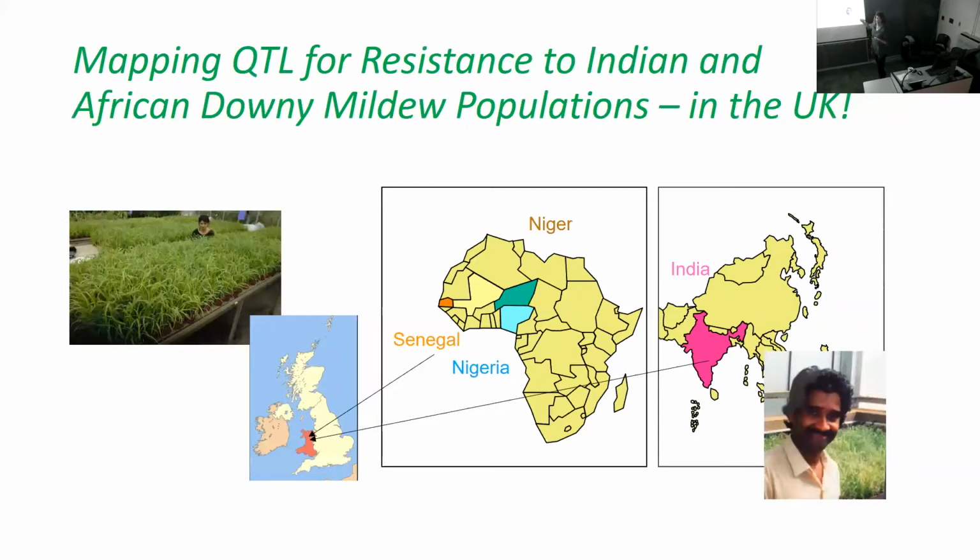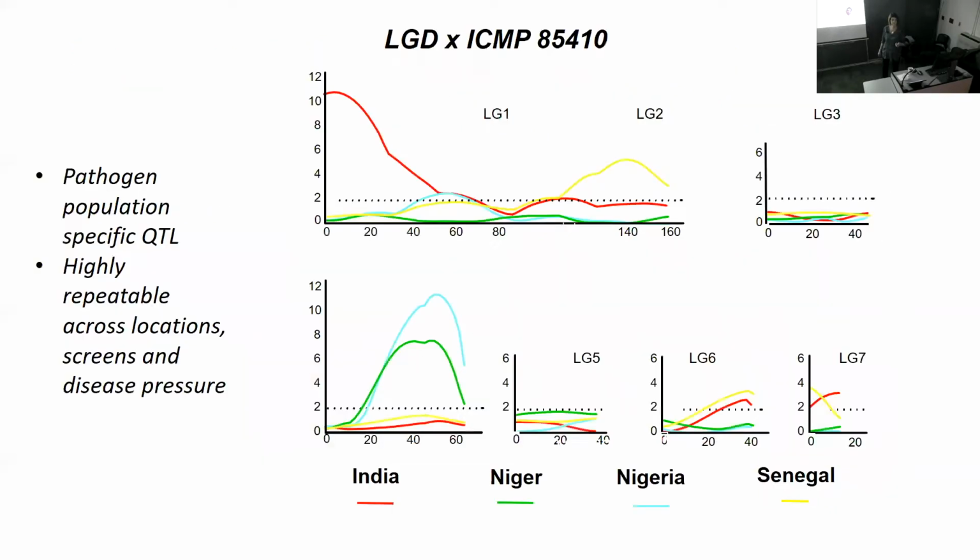And we also replicated the screens in India in greenhouses and field trials. And so, to cut a long story short, this was the essence of the results. Pearl millet has 7 linkage groups, and each of these graphs is a separate linkage group, with the different color lines showing QTLs to each of the different pathogen populations.